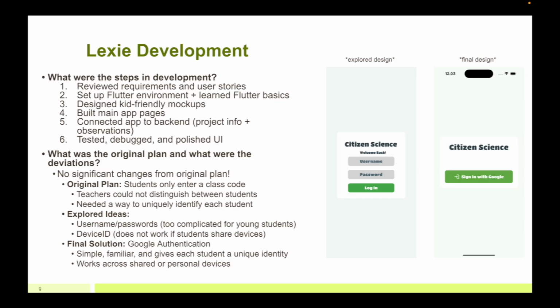In terms of original and what was deviated, there were no significant changes in general, but originally students were just going to use a class code, but then we ran into the issue that maybe teachers couldn't distinguish them. So I offered this explore design here. What if we use username and passwords, but that would have been too complicated for younger students. So in the end, we used Google authentication, which is just because it's simple and familiar, and it also gives a student a unique identity.